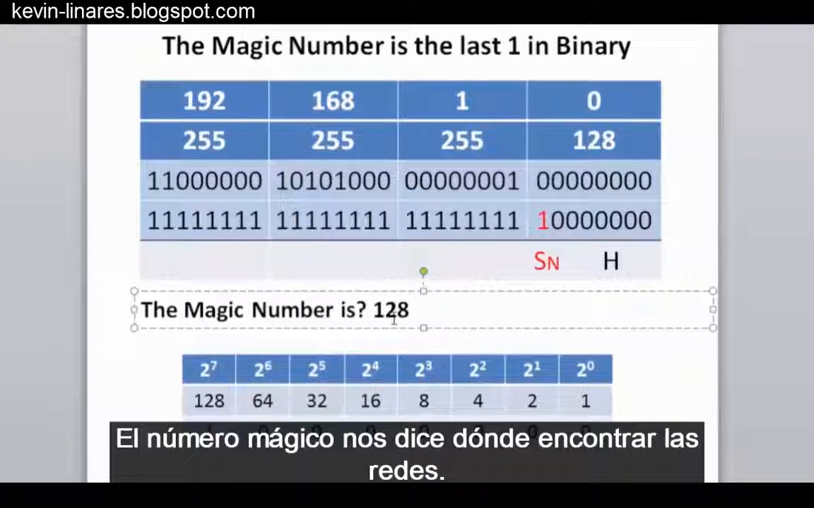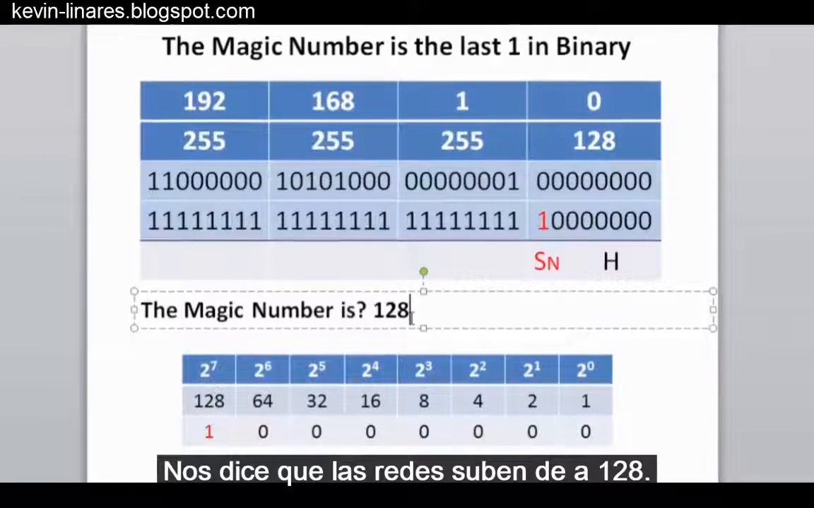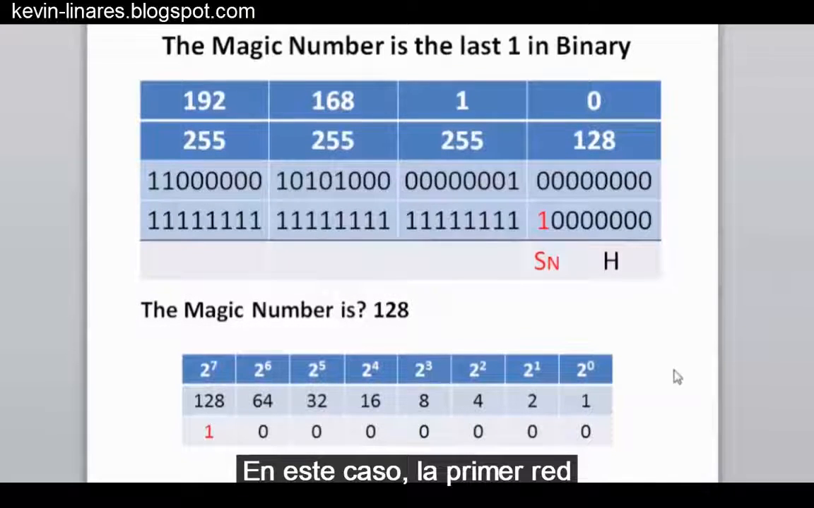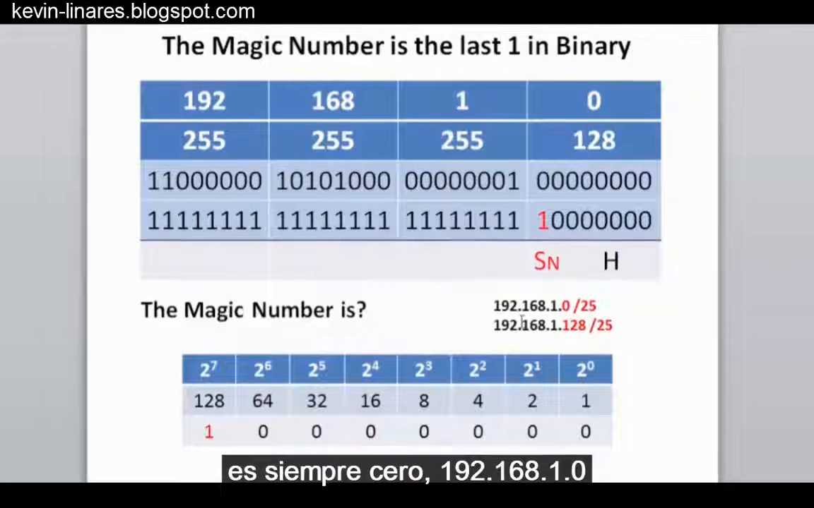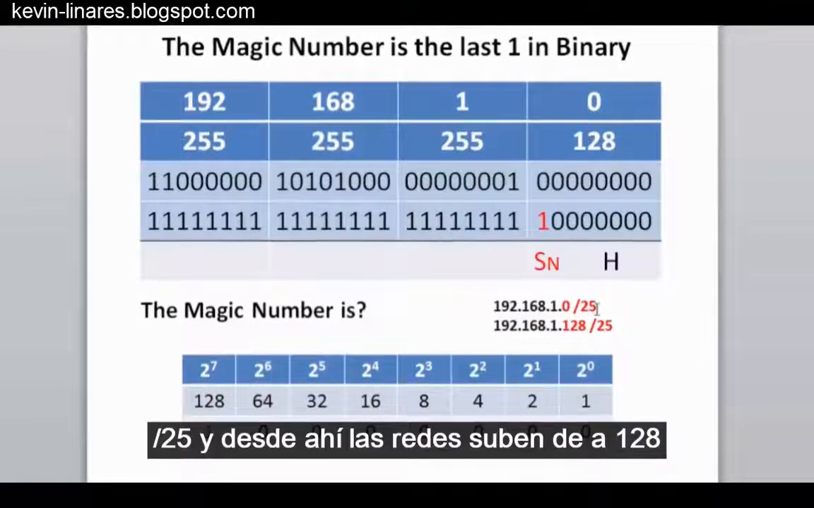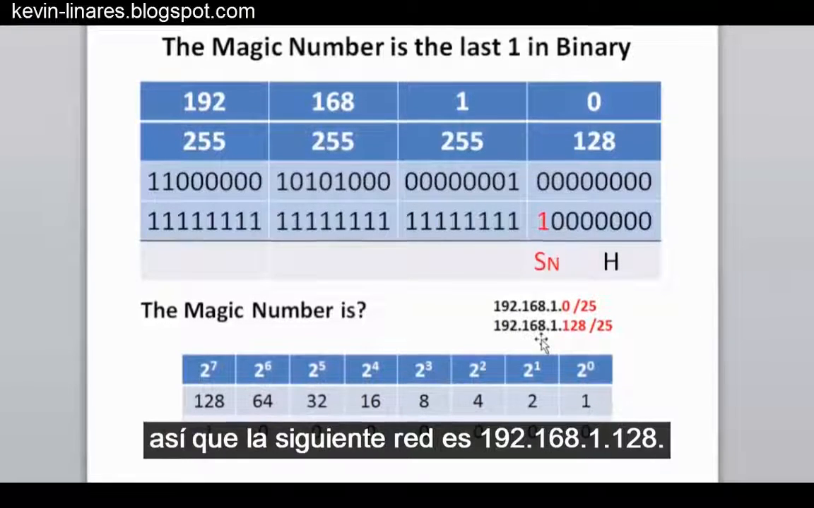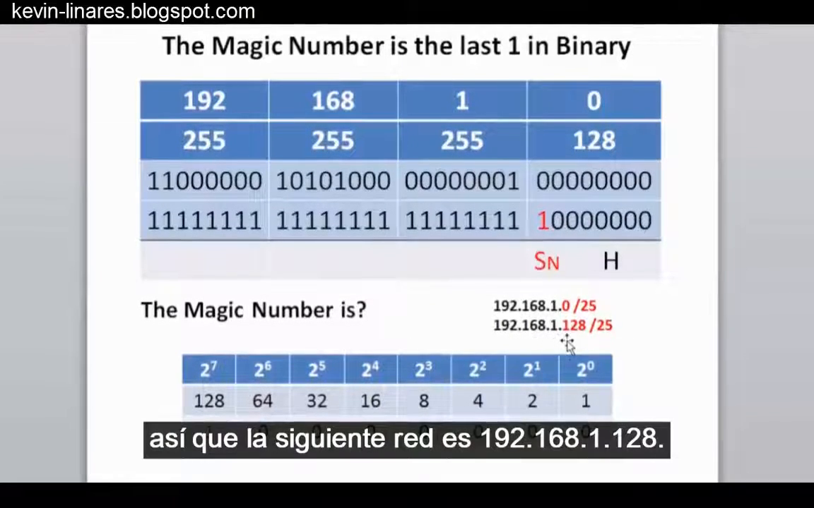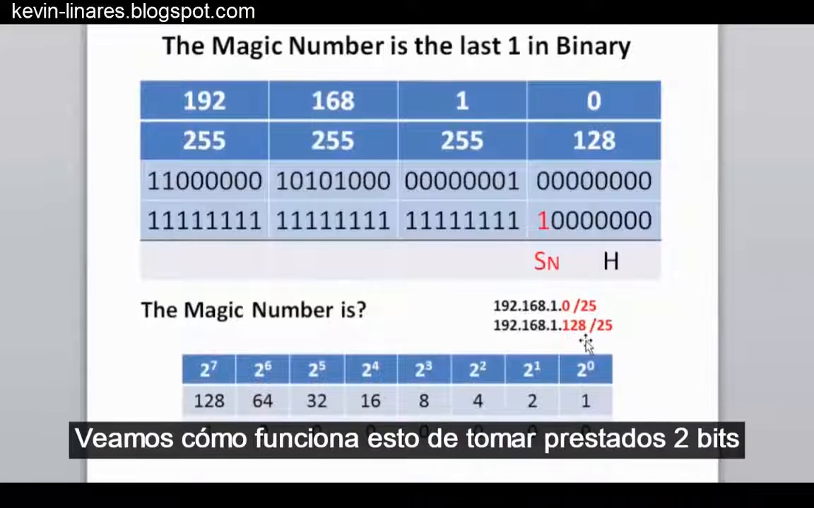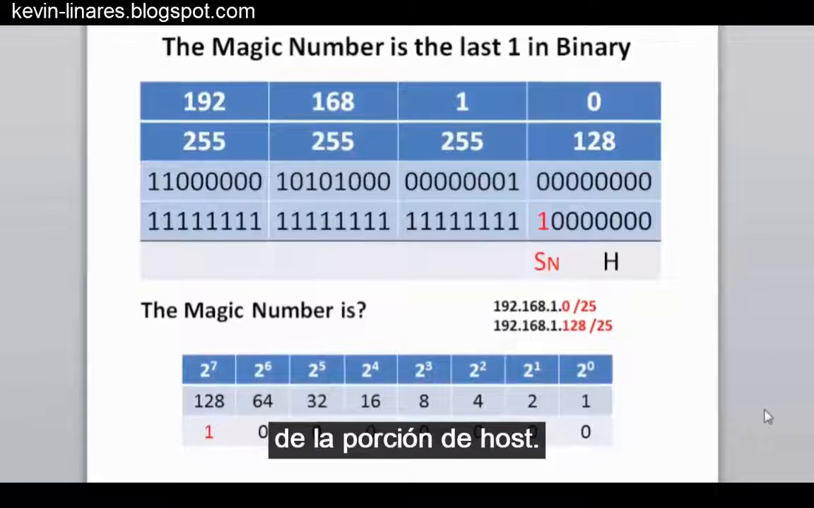The magic number tells us where to find the networks. It tells us that the networks will go up by 128. So in this case, the first network, which is always 0, is 192.168.1.0/25, and from there the networks go up by 128, so the next network is 192.168.1.128. Let's see how this works borrowing 2 bits from the host portion.